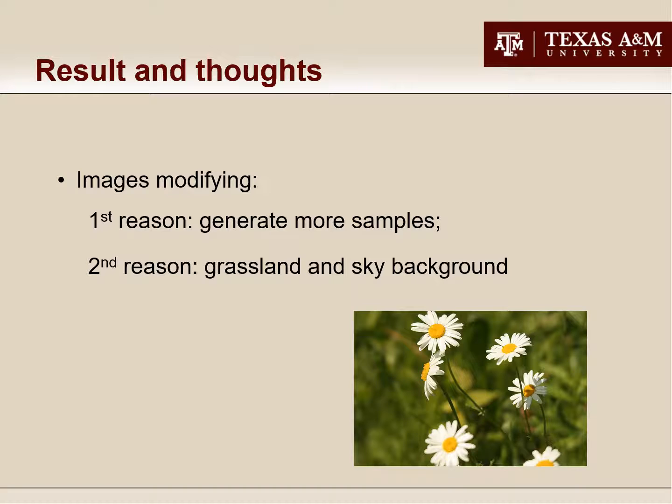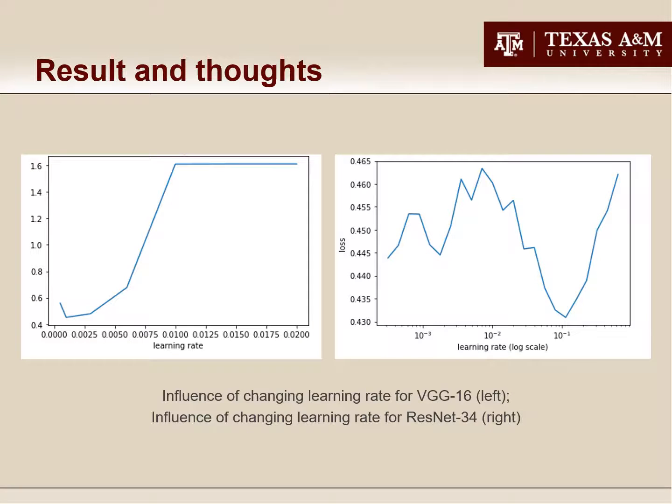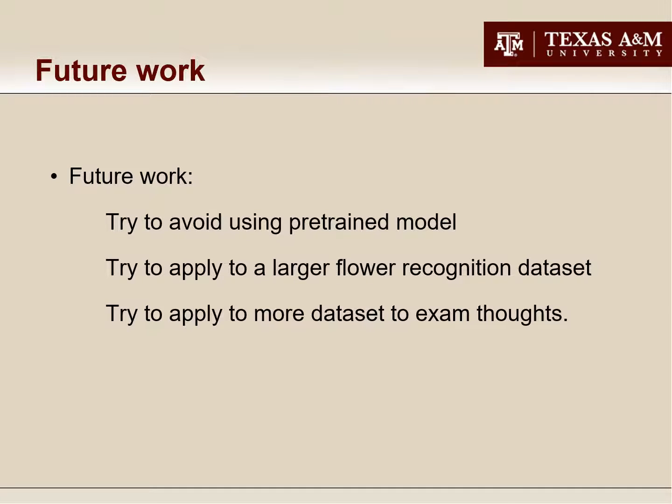And then I tested the influence of the learning rate. I changed the value of the learning rate and found that the default learning rate is an optimal choice for the network. And for the future work of my project, I will try to do these things.